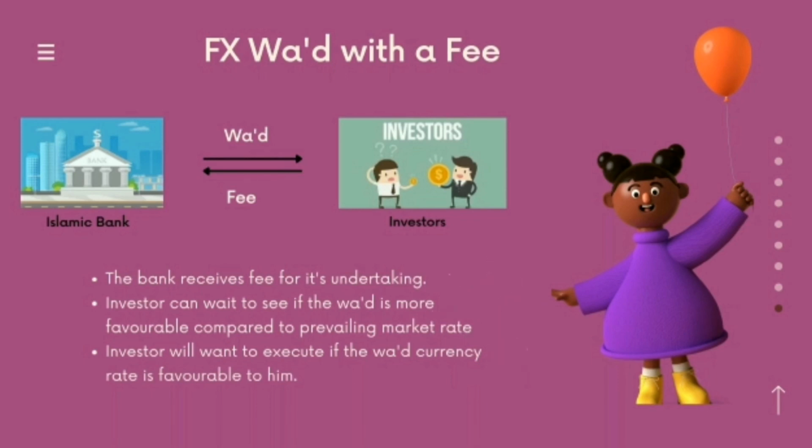The objective of this contract is to allow the investor to wait and see whether the wa'ad is more favorable or less favorable than the prevailing market rate. With the condition that the investor is required to pay a fee for the wa'ad. In Malaysia, this structure in which the fee is directly paid for the wa'ad is prohibited. However, charges are usually factored in the structure, which is in line with the view of the majority of ulama who opine that unilateral binding wa'ad without any consideration is permissible in a forward currency transaction.